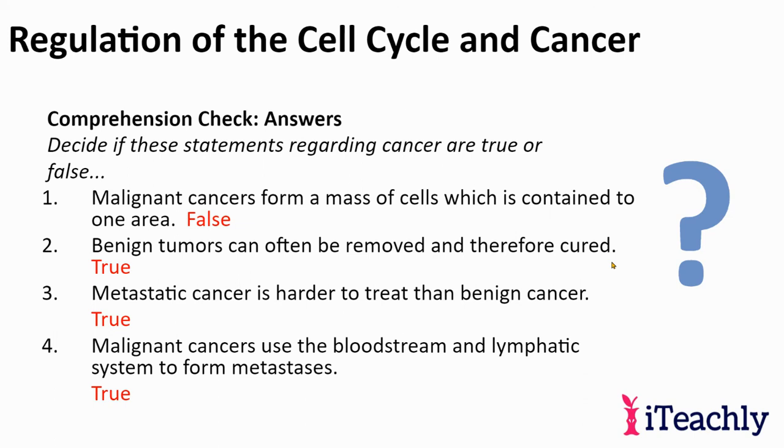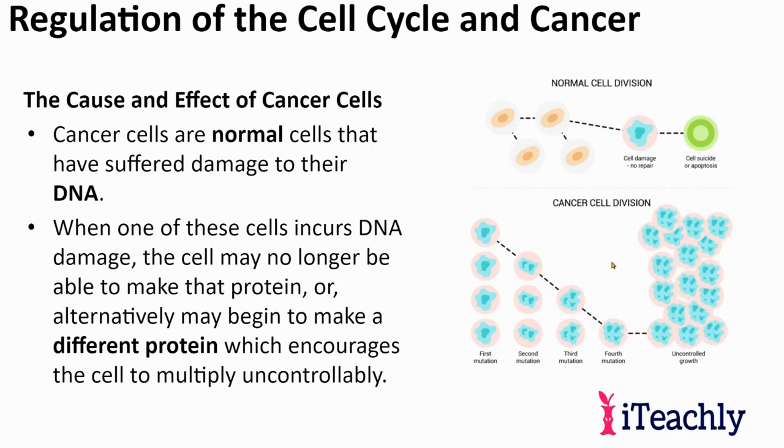Malignant cancers form a mass of cells which are contained in one area. That would be benign, so that's false. Benign tumors can often be removed and therefore cured. That is true. Metastatic cancer is harder to treat than benign cancer. That's true. And malignant tumors use the bloodstream and lymphatic systems to form metastasis. I don't know how to pronounce that.